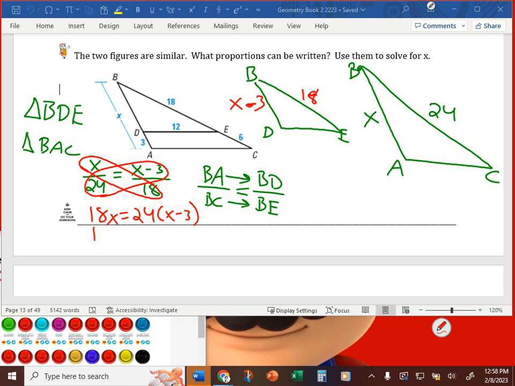Okay. Distribute that 24 into our parentheses. We get 24x minus 72. Move our 24x over to the other side using opposite operations. Negative 6x equals negative 72, and ultimately x would equal 12.